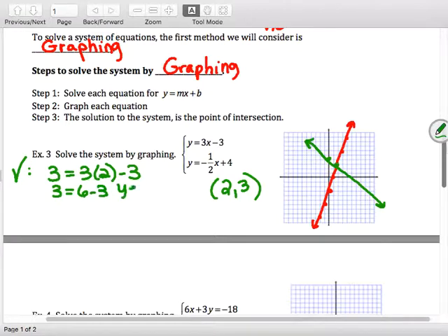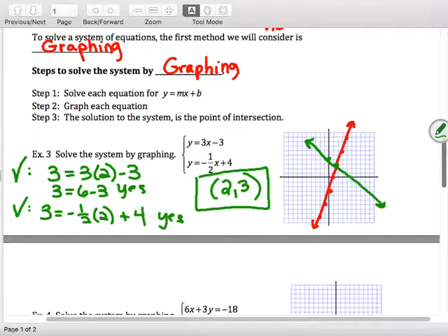That's a yes. And then I can go check it in the second one. 3 equals negative 1/2 times 2 plus 4. That's negative 1. Negative 1/2 times 2 is negative 1 plus 4. 3 equals 3. So I can see it graphically, but I can check it algebraically. All right, when you're ready, flip the page.